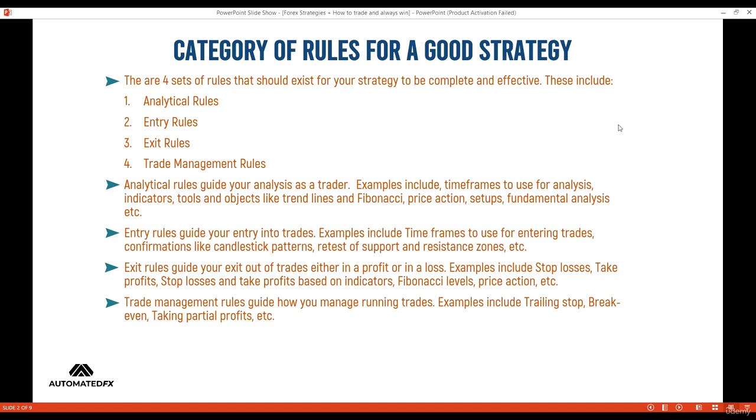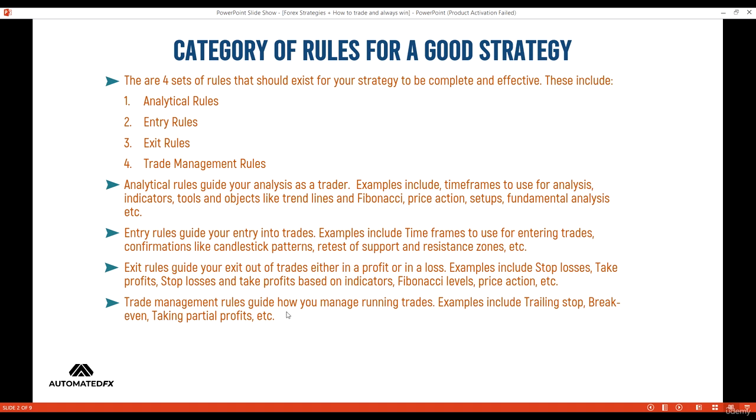So you have to first analyze the market using the analytical rules. Then you have to use the entry rules to guide your entry. And then the exit rules guide your exit out of the market. Examples are stop losses, where to put your stop losses and take profits, based on indicators, price levels, candlestick patterns, Fibonacci levels and price action, etc. So these rules guide your exit out of the market.